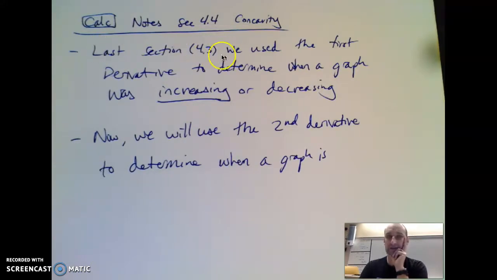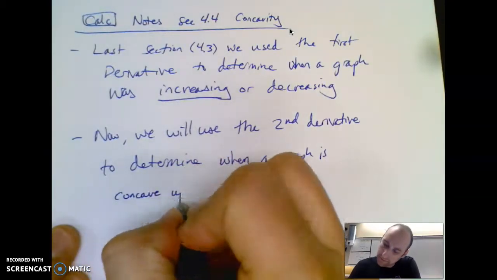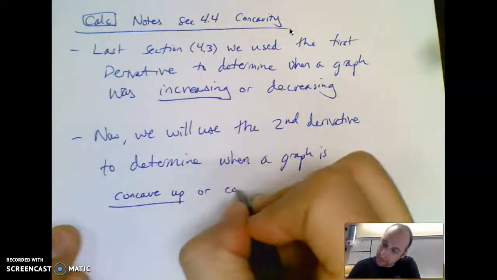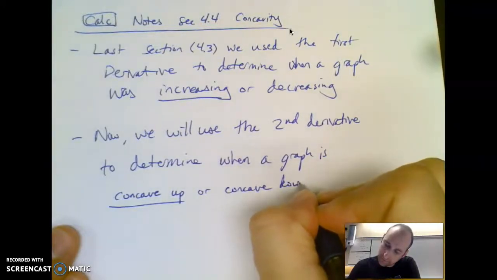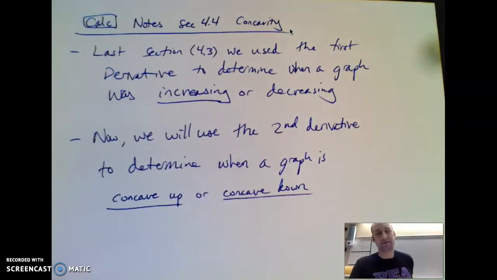So last section, that was section 4.3, we used the first derivative, or we just called it the derivative, to determine when a graph was increasing or decreasing. So when was it going up, when was it going down, from left to right. Now today, with section 4.4, we're going to use the second derivative to determine whether or when a graph is concave up or concave down. Now, if you didn't do the 4.3 notes, you're going to get lost. So go back and do those now.